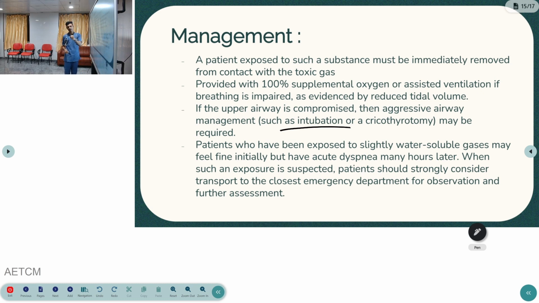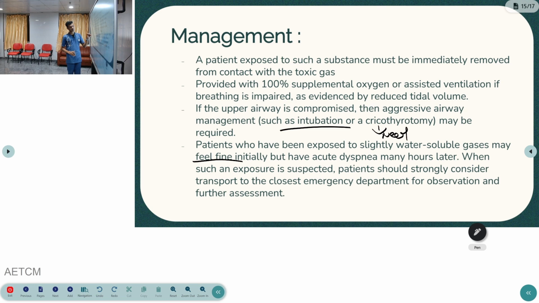If it is a severely compromised airway, but only mildly or partially, you can do endotracheal intubation. Otherwise, if that is not possible because it is completely blocked, then definitely in the pre-hospital setting we can go with a needle cricothyrotomy. That is one option we have. And then a patient who has been exposed to a slightly water soluble substance, the third category we mentioned, may feel fine initially but have acute dyspnea many hours later. So it won't show any bad phase at the time of exposure. It will show only at a later stage.